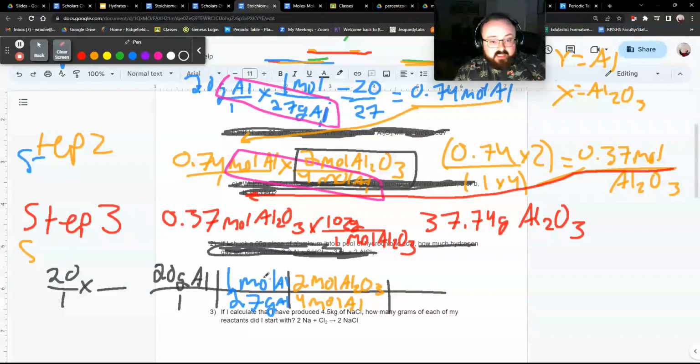Which means that if I stopped right here and calculated this, what am I going to get? I'm going to get 0.37 moles of Al2O3. If I stopped right here. I don't want to do that. So I'm going to put in whatever I have here. I have moles of aluminum and Al2O3, because look, grams of Al, moles of Al, moles of Al. So I'm left with just moles of Al2O3.